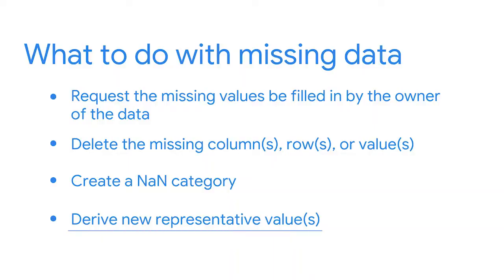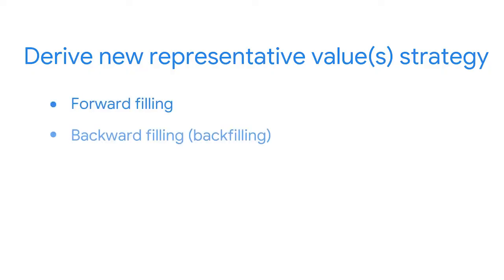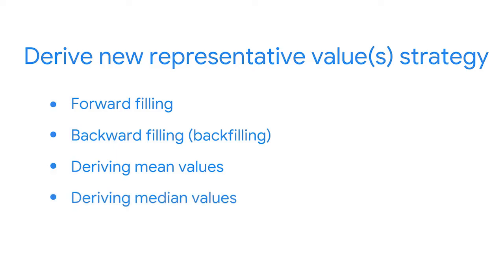Finally, there's the strategy of filling in the missing data by creating a representative value. This strategy can be more useful with business plans that call for a predicted value or forecast. There are multiple methods within this filling in strategy to choose from, including the 4 most common: forward filling, backward filling, deriving mean values, and deriving median values. We will talk about how to do all these missing data operations using Python in another video.